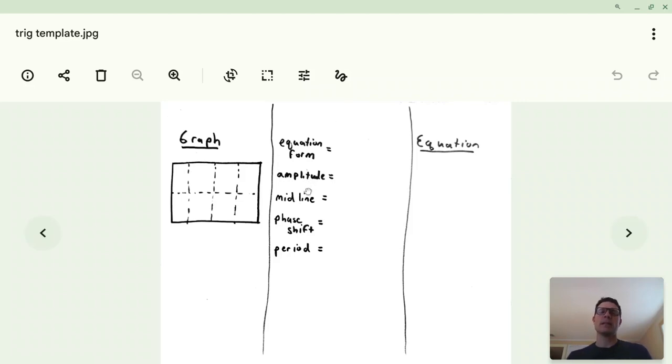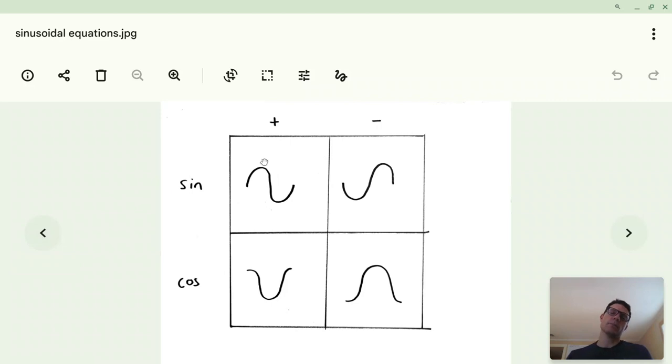Like I said, Khan explains all of these things, but I don't think it explains it or uses the language of equation form at all. So I've also got another little PDF that explains what I'm talking about. It's really important to know for sine and cosine what the basic equation forms look like.